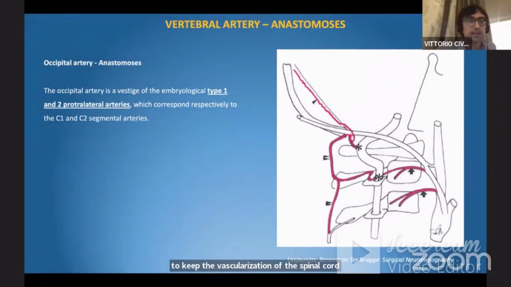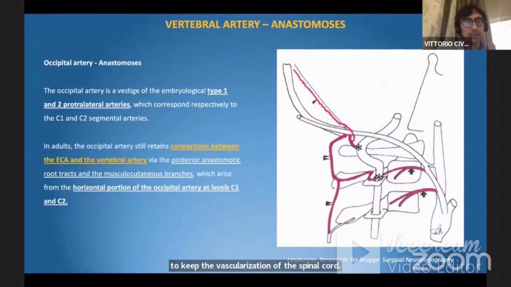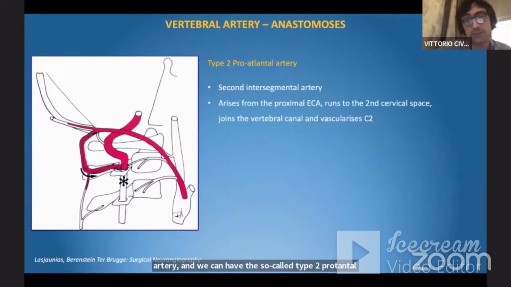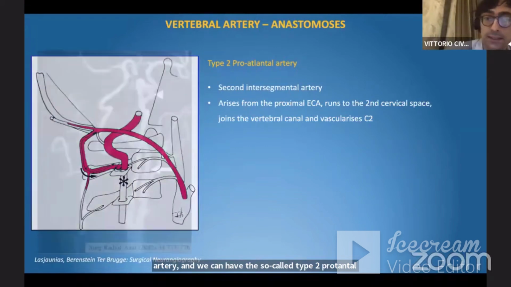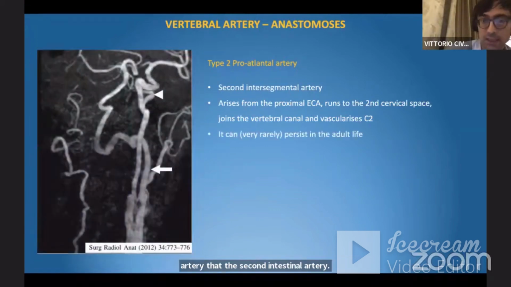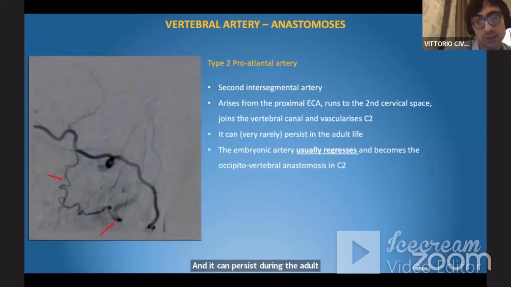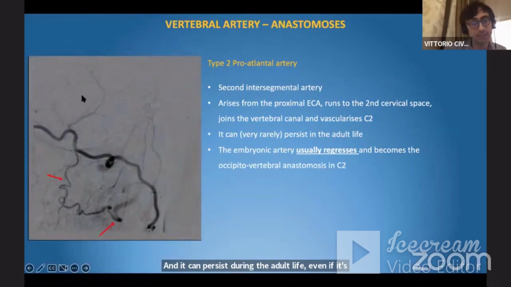As we saw, there are anastomoses with the occipital artery, and we can have the so-called type 2 proatlantal artery, that is the second intersegmental artery, and it can persist during adult life, even if it's rare. Usually it regresses, but it's always present as a potential anastomosis at this level.